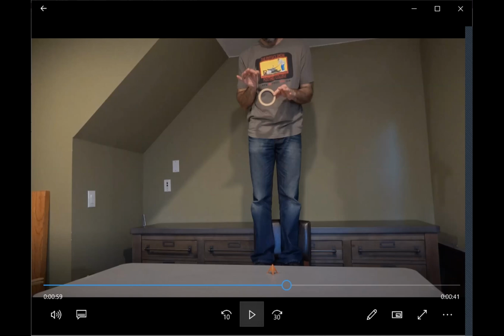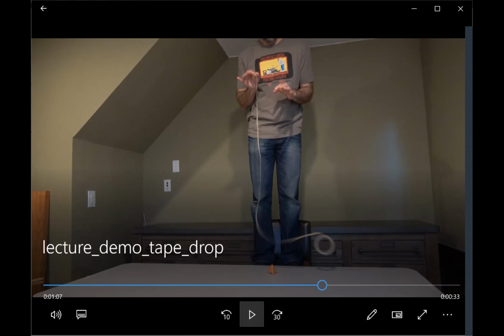Okay, have you thought about it? I'm going to let go of that hoop. Let's see where it hits the ground. Once more in slow motion. Okay, where is it? Directly below. Fell straight down. Does that make sense?